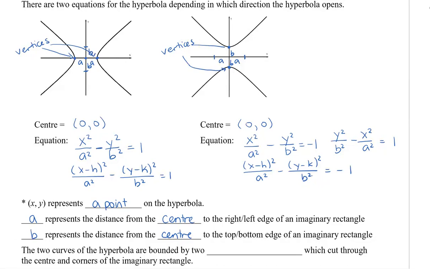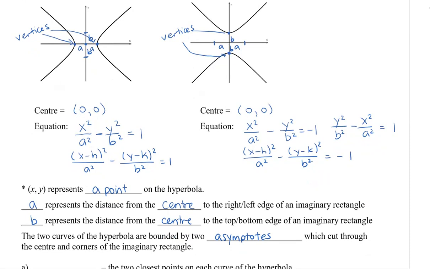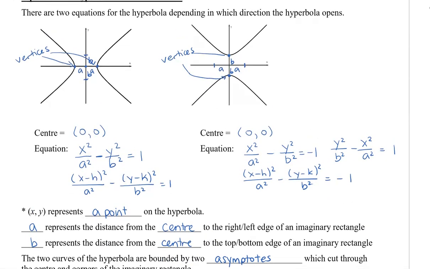So what's the point of these a and b values? Well, the two curves of the hyperbola are actually bounded by 2 asymptotes. And these asymptotes cut through the center and the corners of the imaginary rectangle. So let's say that I draw in an imaginary rectangle, and I'm going to use a dotted line here. And we'll do that for the other one on the right as well. Okay, so the asymptote cuts through the center and also through the corners of that imaginary rectangle.